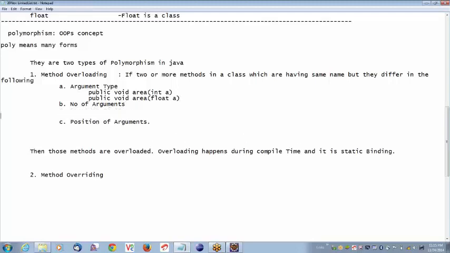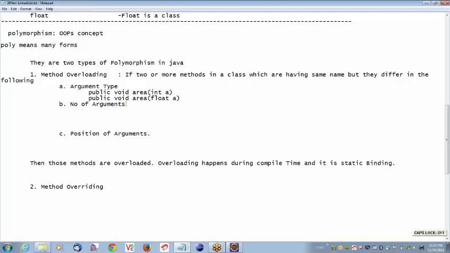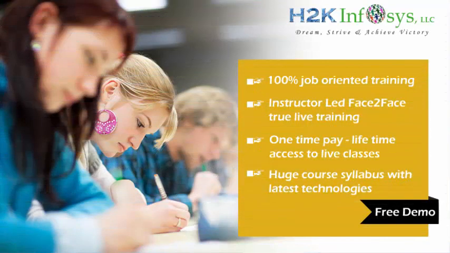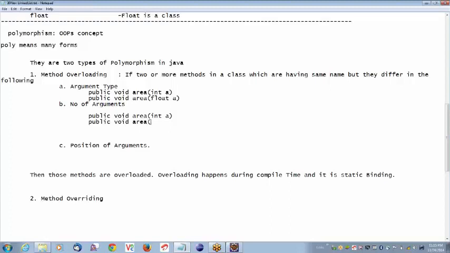Number of arguments: sometimes you write one argument, sometimes you write two arguments. These two methods differ in the number of arguments. For one method we are passing only one argument; for the same method name we are passing different arguments. So these two are overloaded methods. I'm not talking while writing because the voice might break, so I'm talking after writing. Public void area(int a), and public void area(float a, b). In the first method we are passing one argument, in the second method two arguments. They differ in the number of arguments.